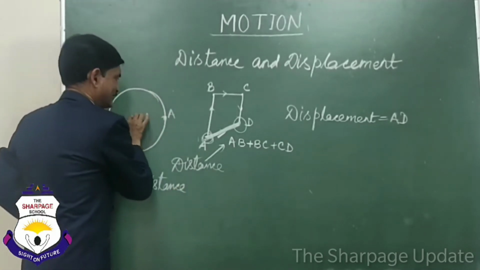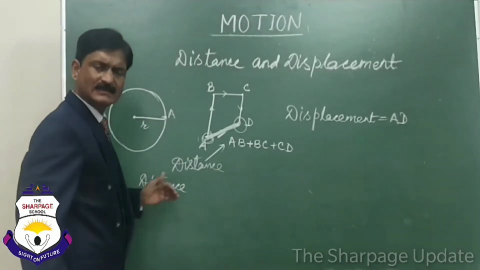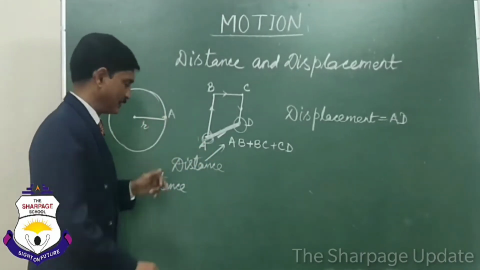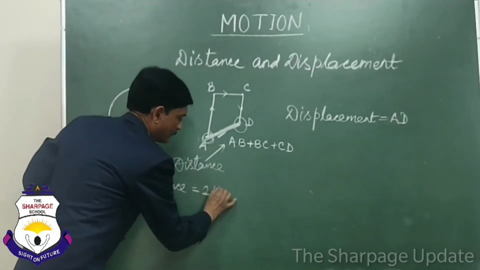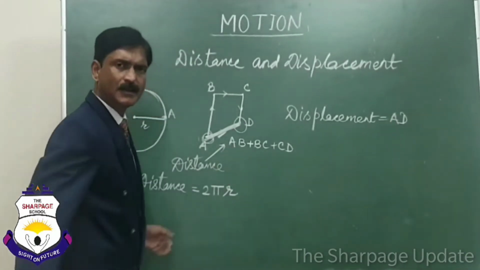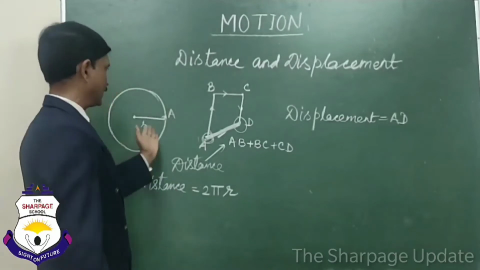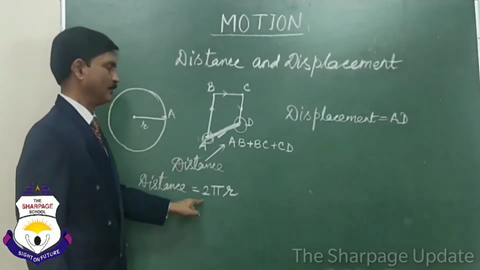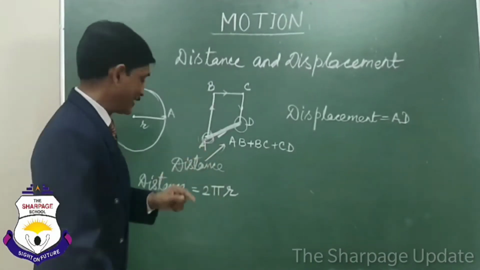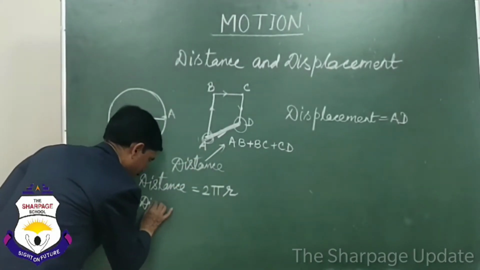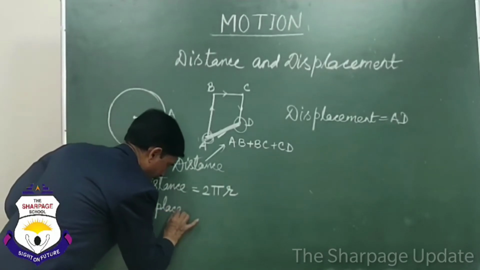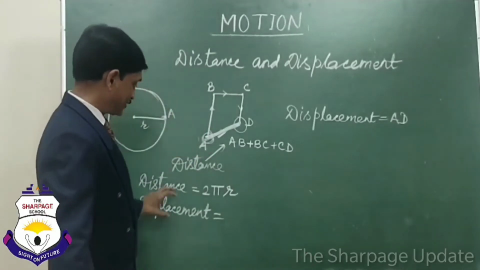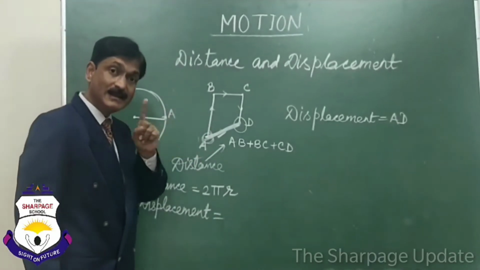So distance in this case, if this circle has the radius r, then the distance traveled by the person is equal to 2 pi r, because the circumference of the circle is 2 pi r. So distance traveled by the person is equal to 2 pi r. But the displacement of this person is zero.